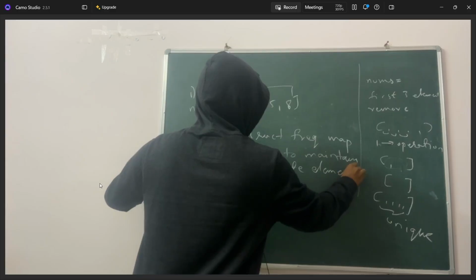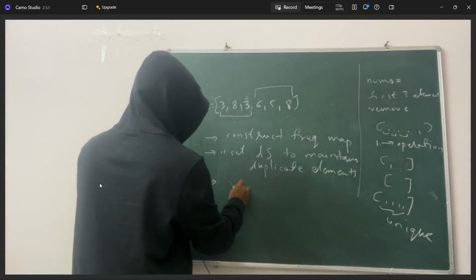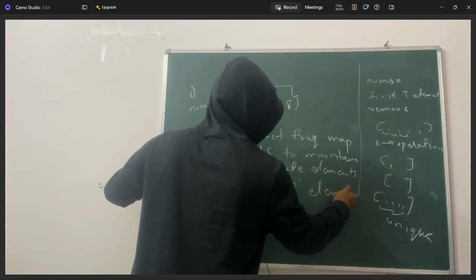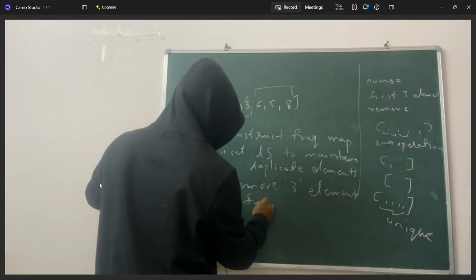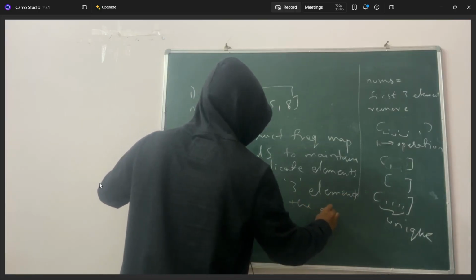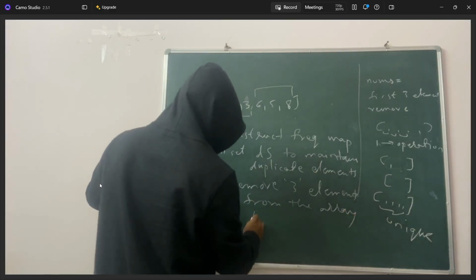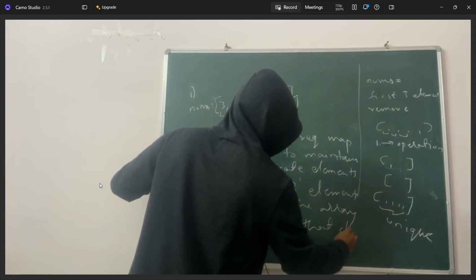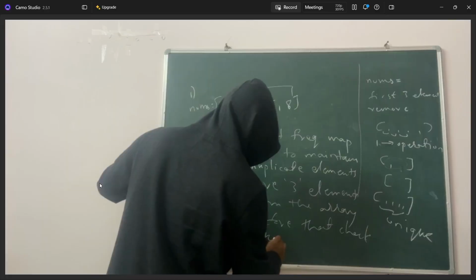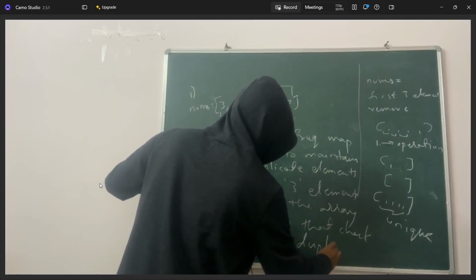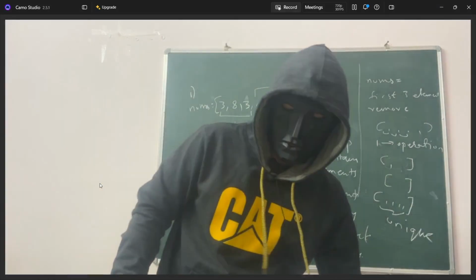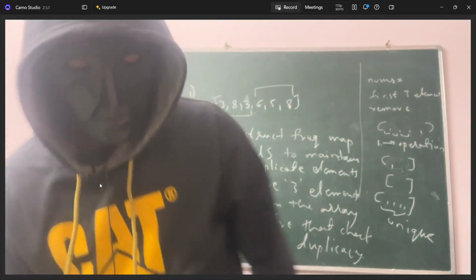Okay, now remove 3 elements from the array. Before that, check the duplicacy. Okay, you should check the duplicate elements. So I think you've understood how we solve this problem. So let's try to code it up.